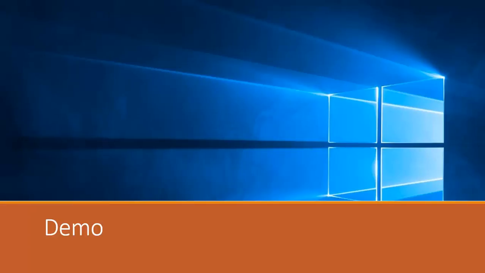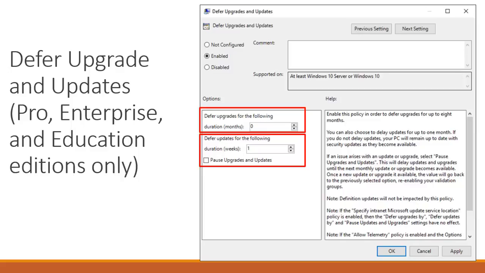If I drop back to the slides, there's one other way you could do it, and in the build 1511, which came out in November 2015, there was a new group policy object, and that was to allow you to fine-tune that setting even further. So once you enable this group policy, you could then choose to defer the upgrades based on the drop down there in the center of the screen, where it allows you to go from 0 through to 8 months. And you could also at the same time defer the updates for up to 4 weeks. So that gives businesses a lot more granular control over when their PCs would actually receive these upgrades.